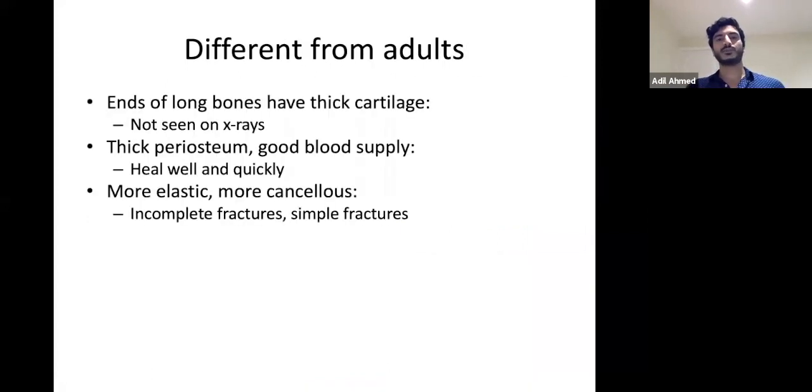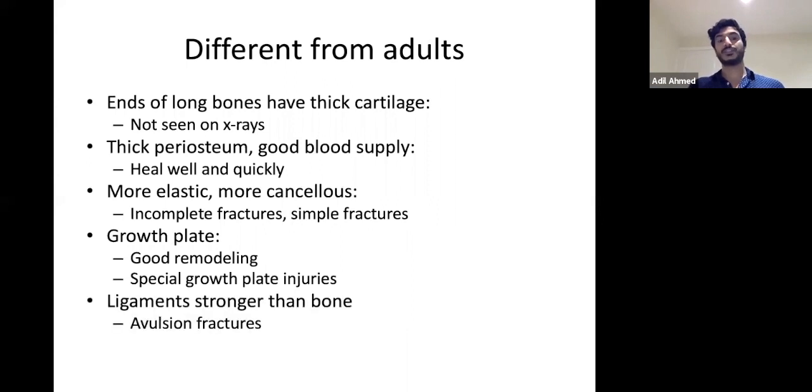So why are they different? Well, they're different from adults for a number of reasons. They have thick cartilage at the ends of the bones, and that thick cartilage you can't see on the X-ray. They have a very thick periosteum, and that's the reason they remodel quite well.